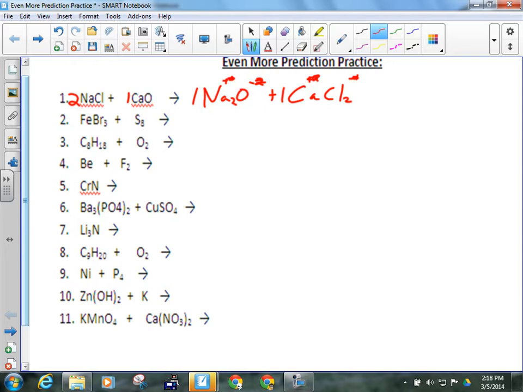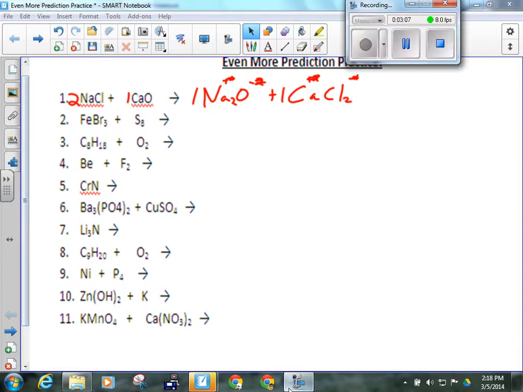All right, give you guys a minute. Try number 2. Actually, try 2 and 3. All right, so let's have a look here at number 2. So in number 2, I've got iron 3 bromide reacting with sulfur. So an ionic compound reacting with an element.